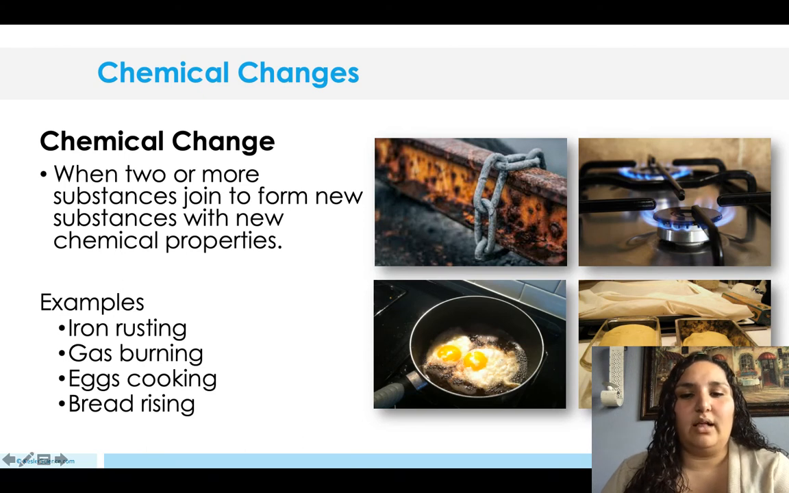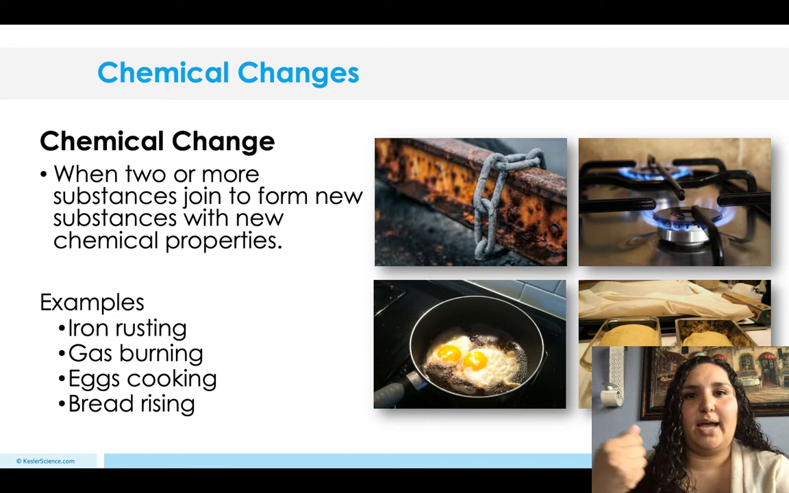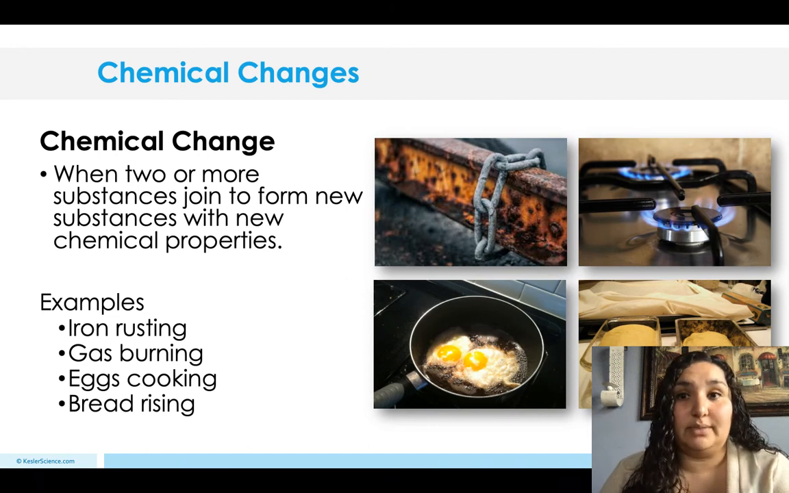The egg as well. Once again, it no longer has the same properties as the original egg. Or the dough, it no longer has the same properties, okay? By the way, a lot of these you can no longer go back to the originals. So if I make a cake and I combine oil, the flour, milk, I can no longer get those original properties or substances back.